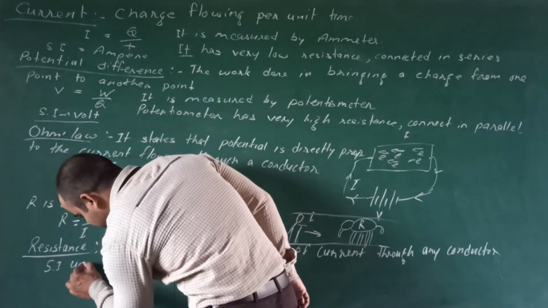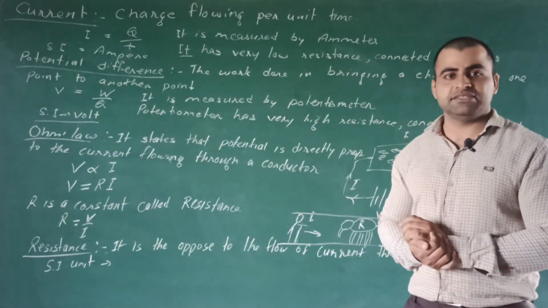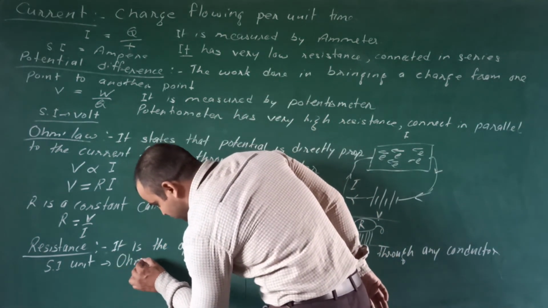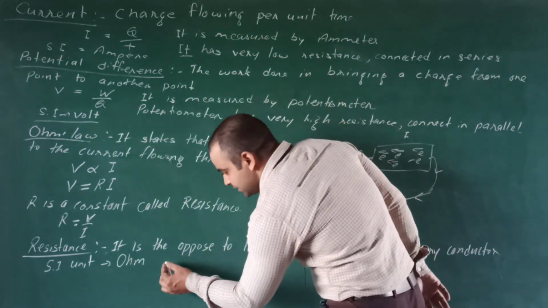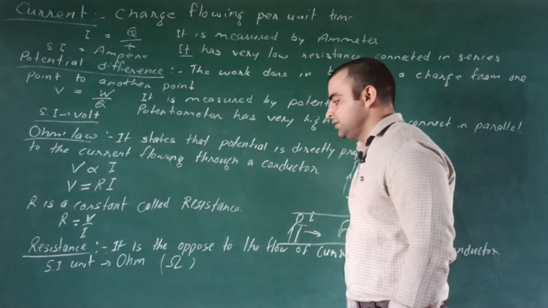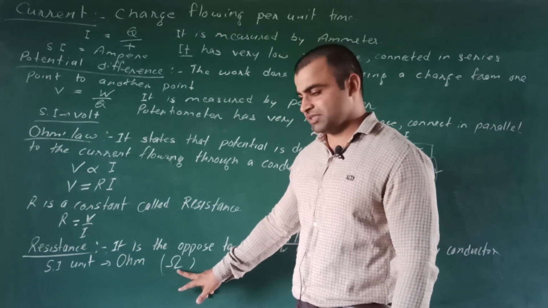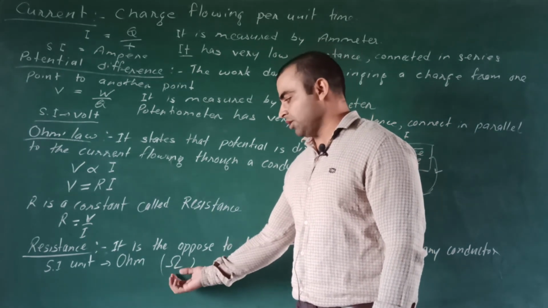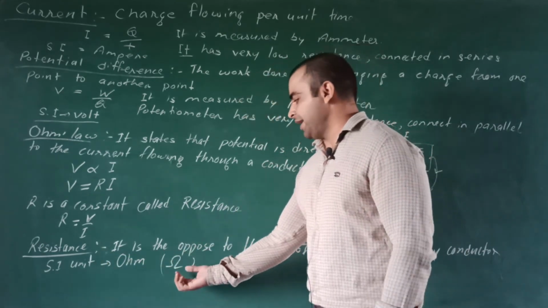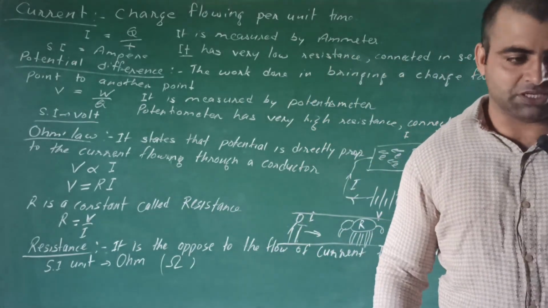Next, the SI unit of resistance. The SI unit of resistance is ohm, and its symbol is omega.